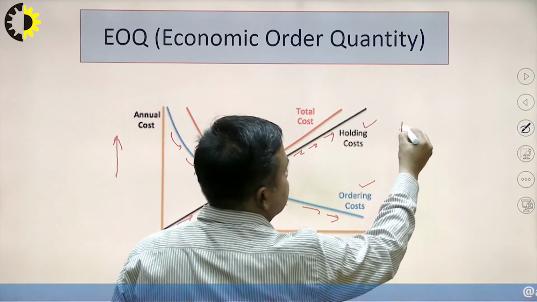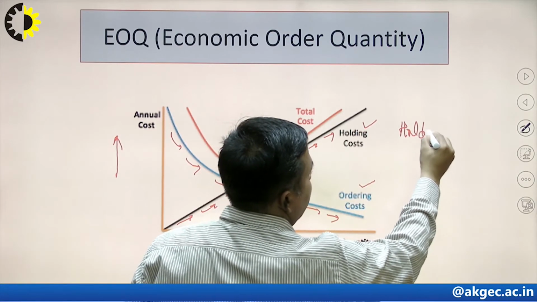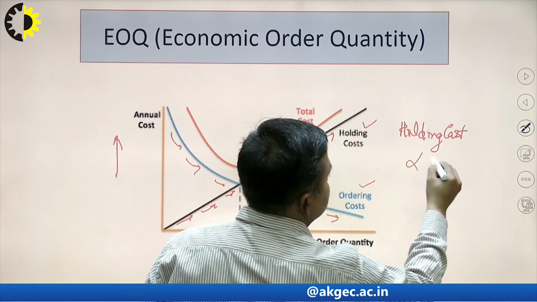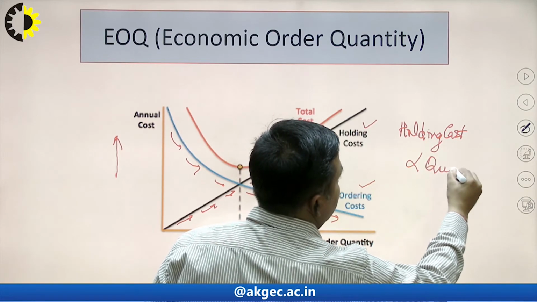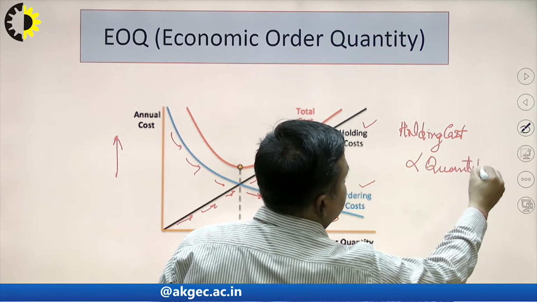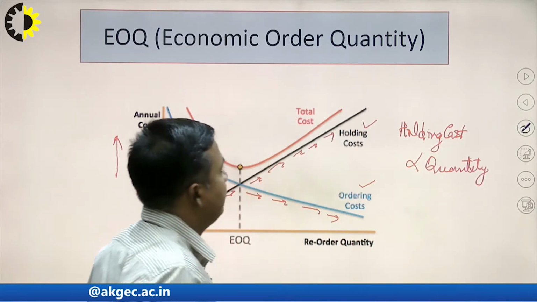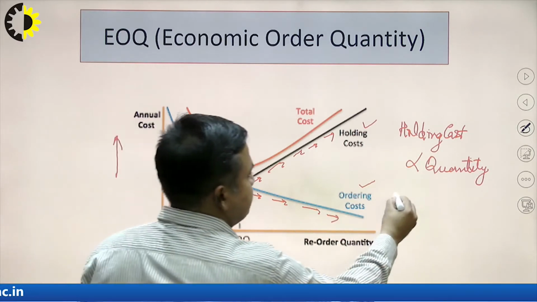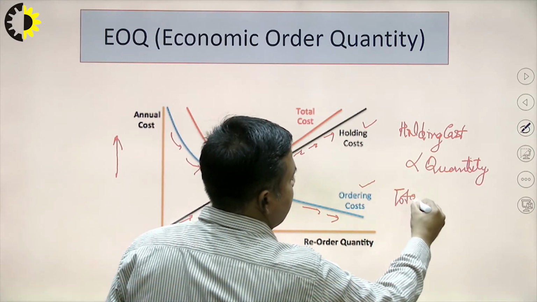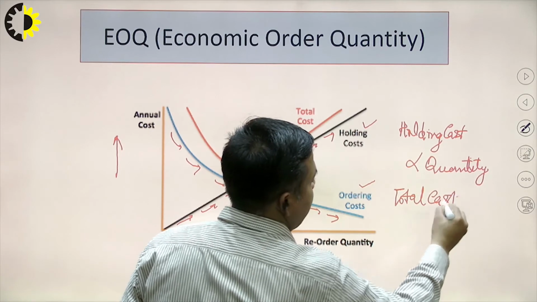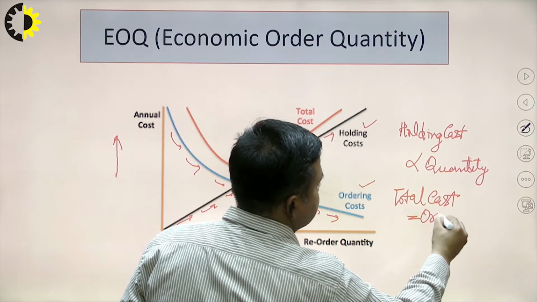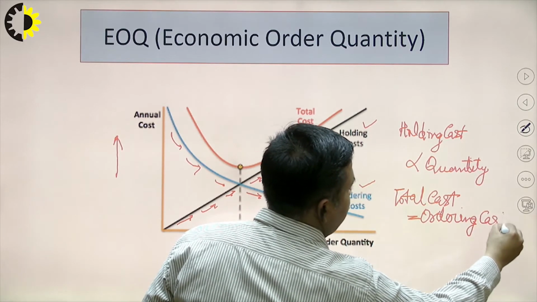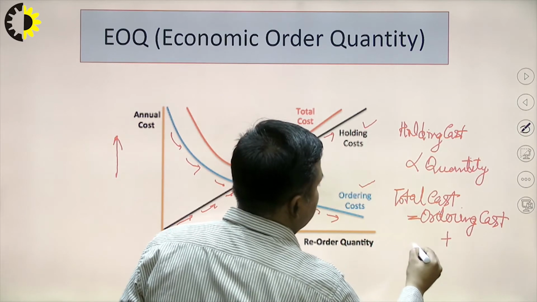So, holding cost is directly proportional to the quantity. Now, these two costs, holding cost and ordering cost, and total cost is ordering cost plus holding cost.